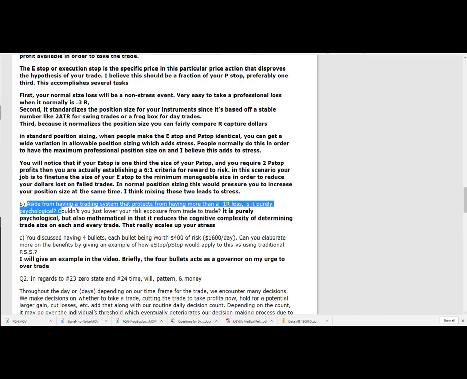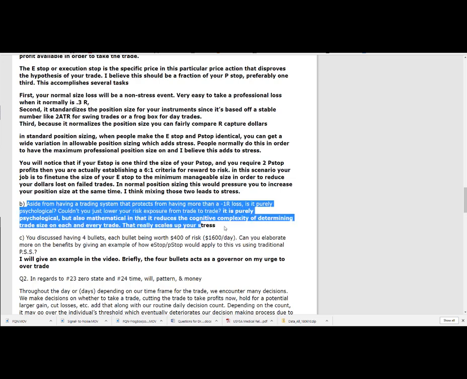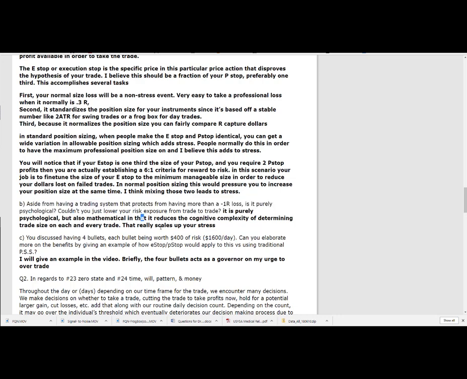So, aside from having a trading system that protects from having a more than 1R loss, is it purely psychological? Yeah, I wouldn't. You almost said only psychological. Yeah, it's psychological. That's 90% of everything. But it's also mathematical in the sense that it reduces the cognitive complexity of determining the trade size on each and every trade. And that, by the way, cognitive complexity is what scales up your stress. And the emotional stress of having really wildly variable position sizing.